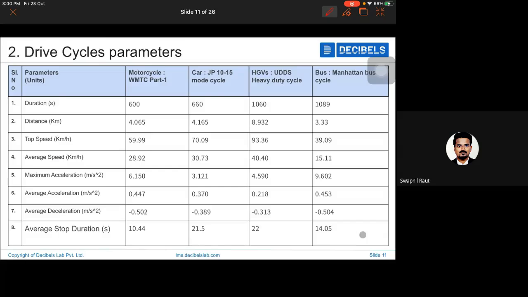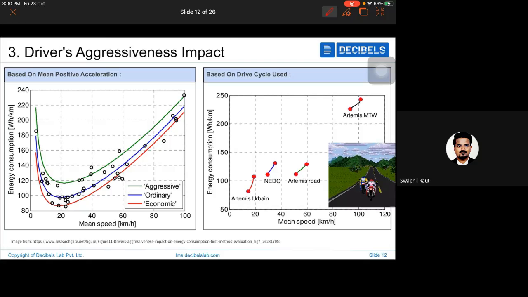I would not go much deeper into this here. If you see the driver's aggressiveness, I meant that if you drive too aggressively, then the energy consumption is going to be different. Maybe there is a GIF image in the right bottom corner.